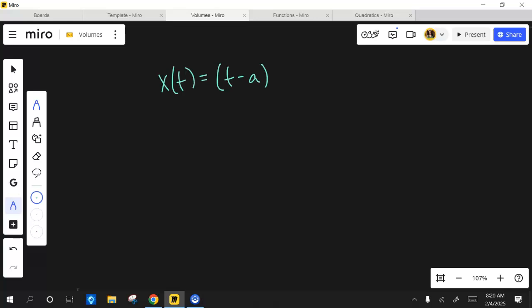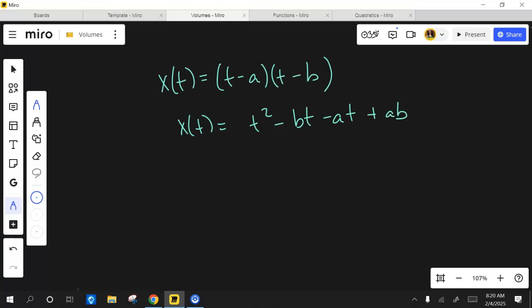That's like the top theoretical way. A and B are constant. When's it at rest? I'm going to call this t squared minus bt minus at plus ab.